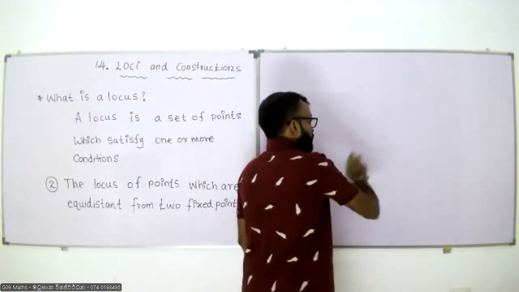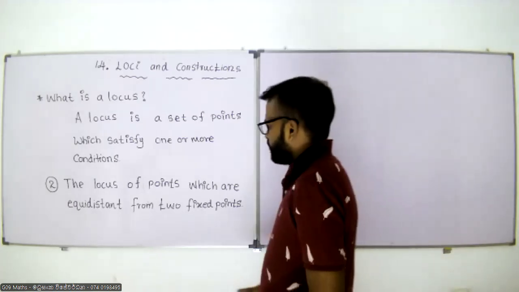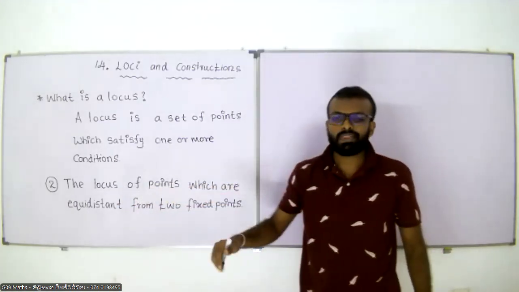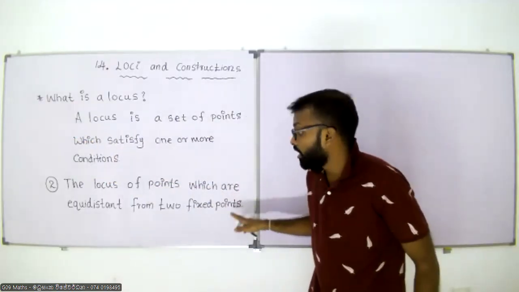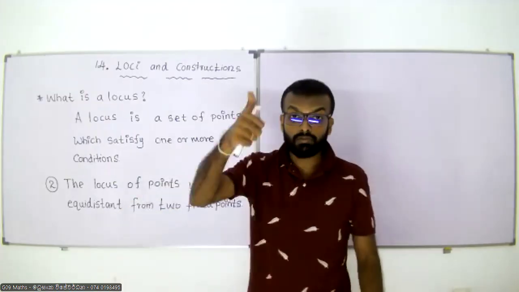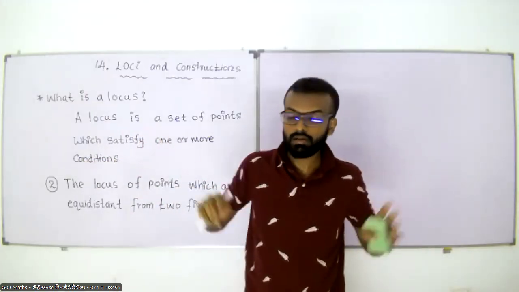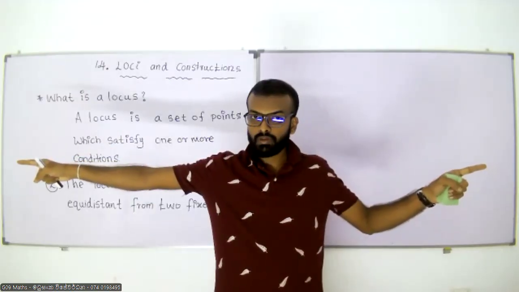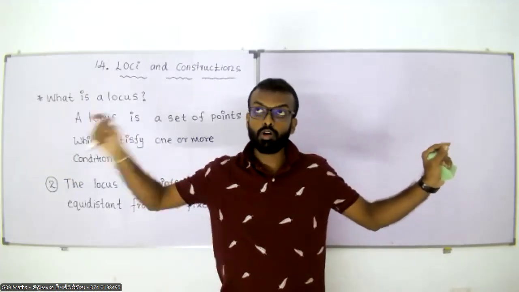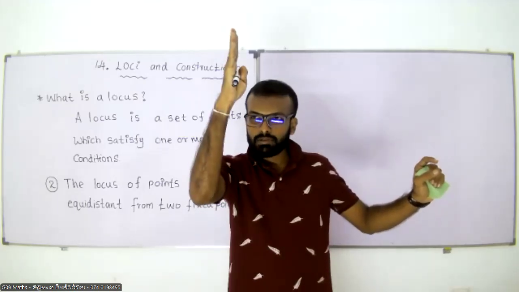Now don't do anything. Focus on the board. Right. Now, locus of points. There are a set of points which are equidistant. First condition, equidistant. The same distance should be maintained from two fixed points. There are two fixed points here and here. For those two points, your locus, or the point, should move at the same distance.